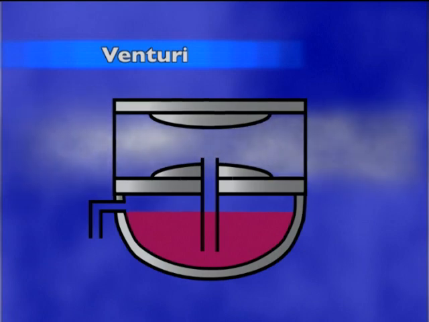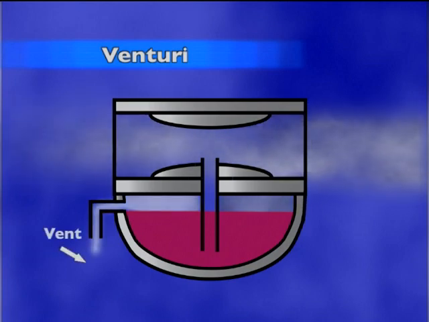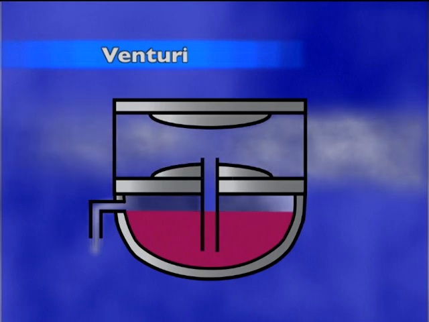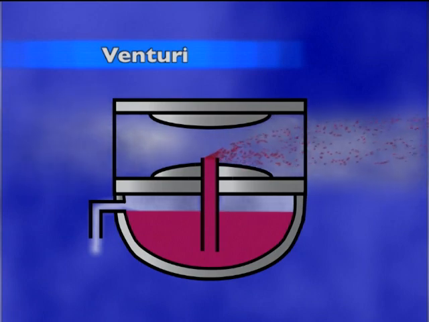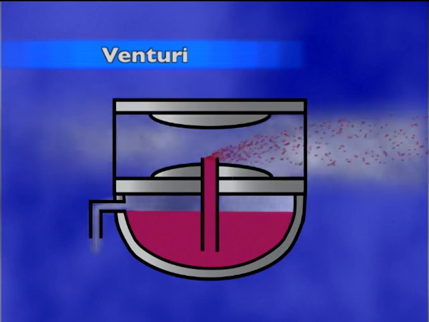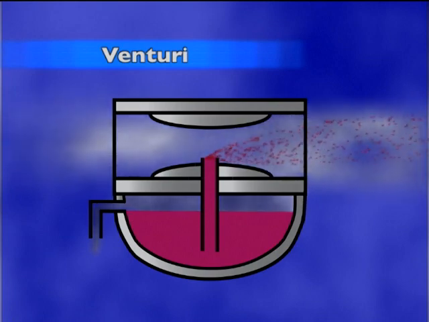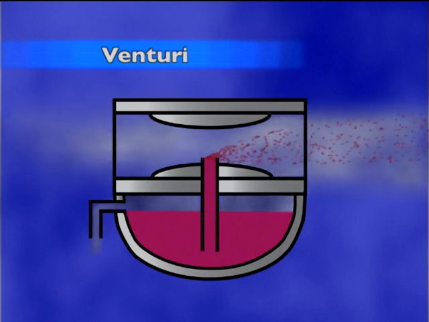This low pressure area is created just above a tube coming from the float bowl. In turn, the float bowl is vented to higher atmospheric pressure. The resulting difference in air pressures causes the fuel from the float bowl to be pushed through the tube and into the venturi. At any given engine speed, the smaller the venturi, the higher the air speed, and thus the lower the pressure.